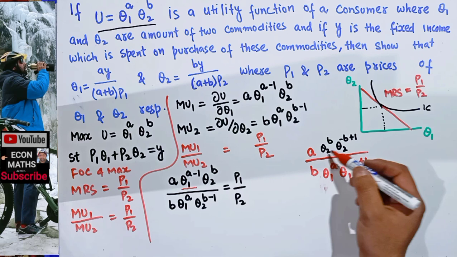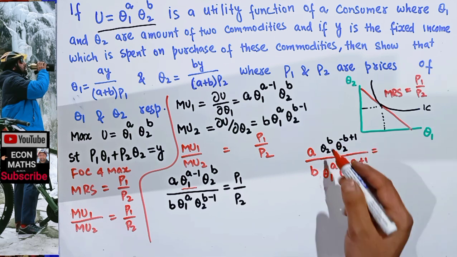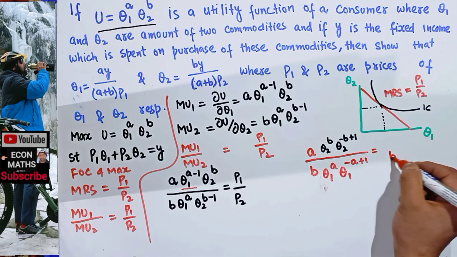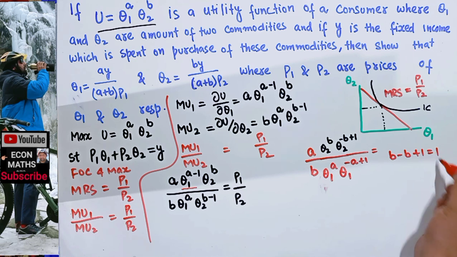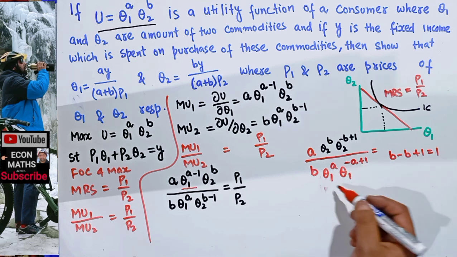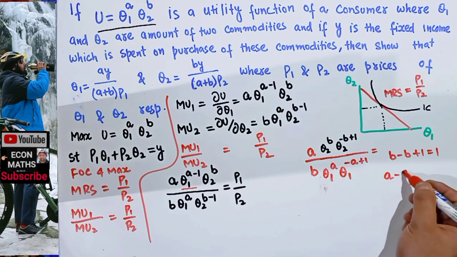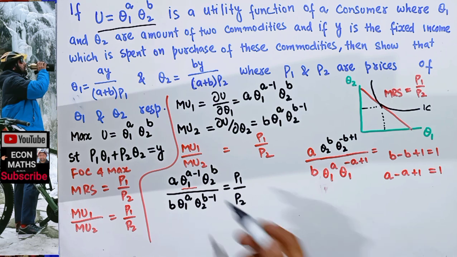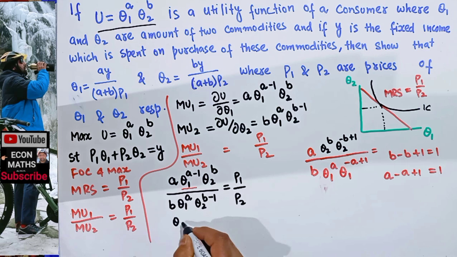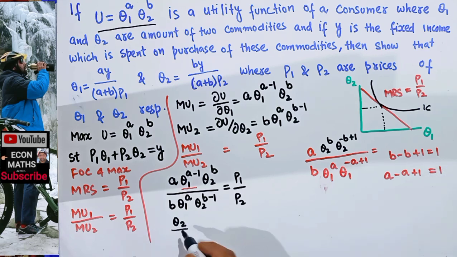Now when we add, the bases are the same, so we add the exponents. So what is the exponent here? We have b minus b plus 1, so we will get the exponent equal to 1. In the denominator also the bases are the same. If we add the exponents, we get a minus a plus 1, so our exponent will be 1. So what are we left with? We get q2, its exponent is 1, so we will write only q2.